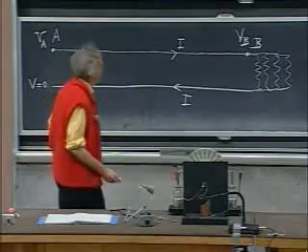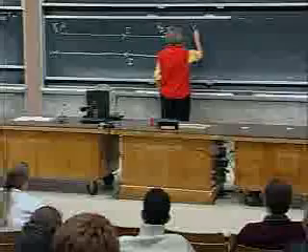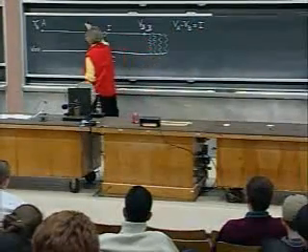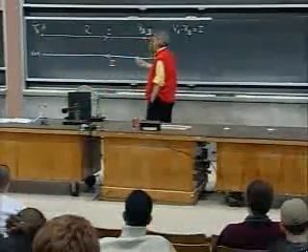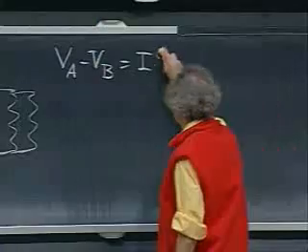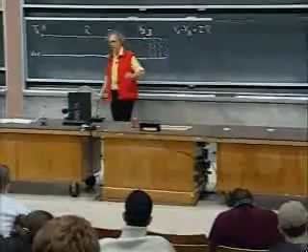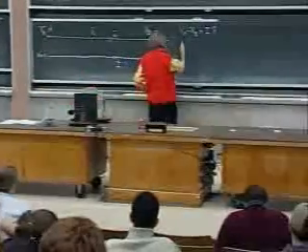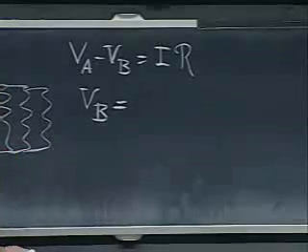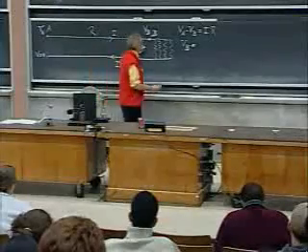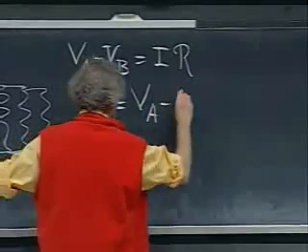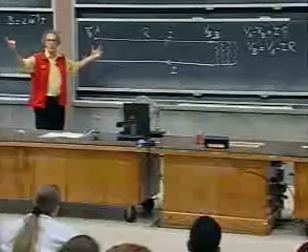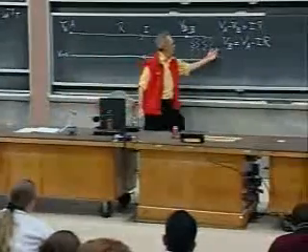Well, according to Ohm's law, VA minus VB is the current times capital R, which is now not radius, but that is resistance in the wire. This wire, this cable, however thick it may be, has a finite resistance. And so VB, that is the potential that we receive in Boston, equals VA minus IR. So if there's no current going through the wire, if no one is using any electric energy, then VB is the same as VA.